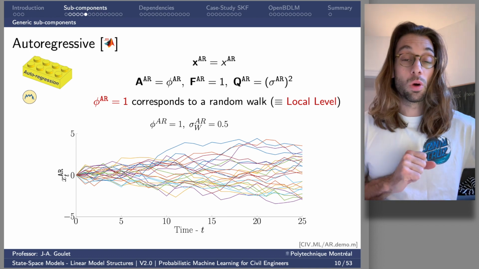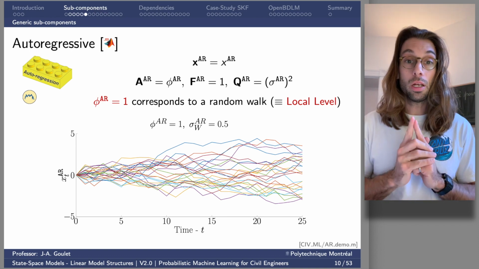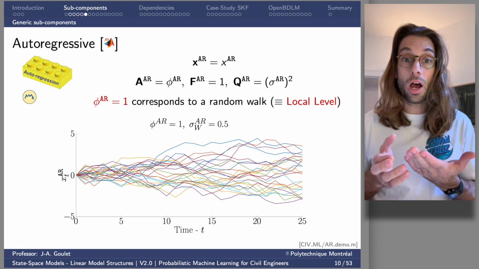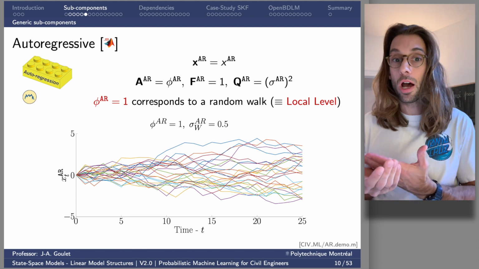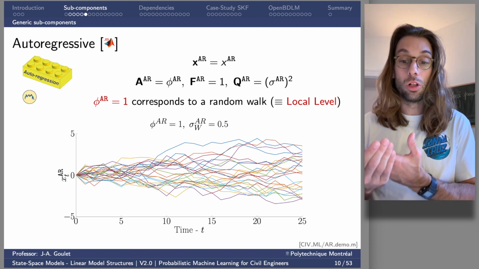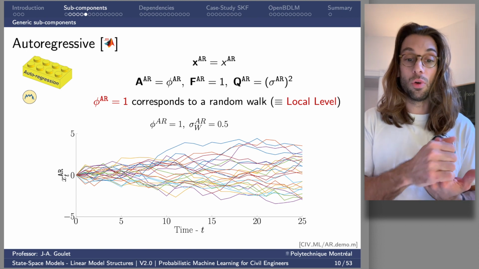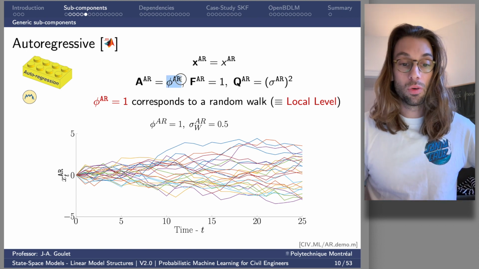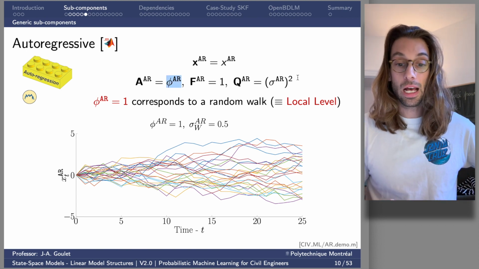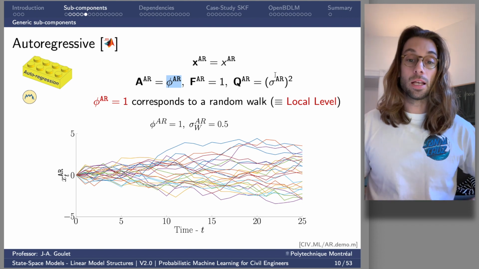And in the special case where phi AR is equal to 1, the AR process is exactly equal to the local level we had before, because you can see here, if we replace this by 1, this is exactly the same formulation as a local level.